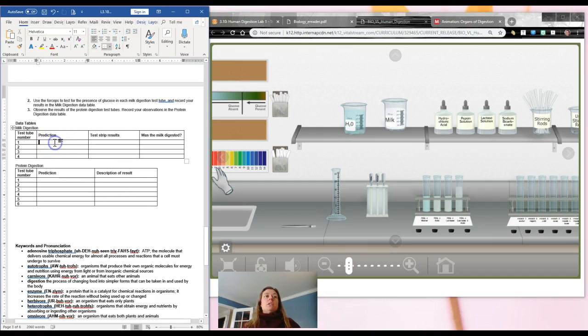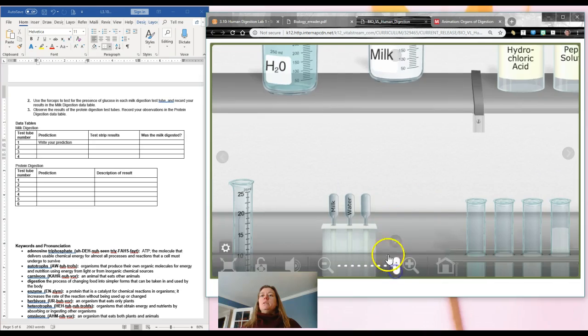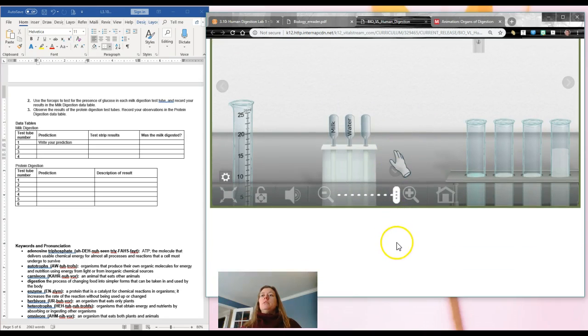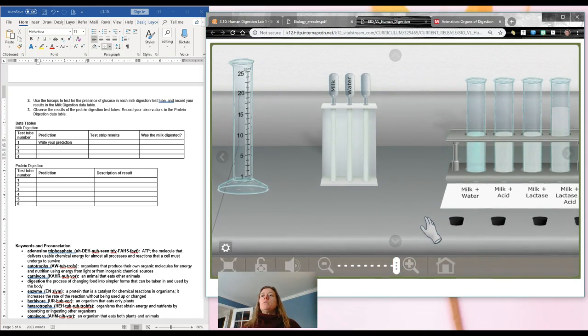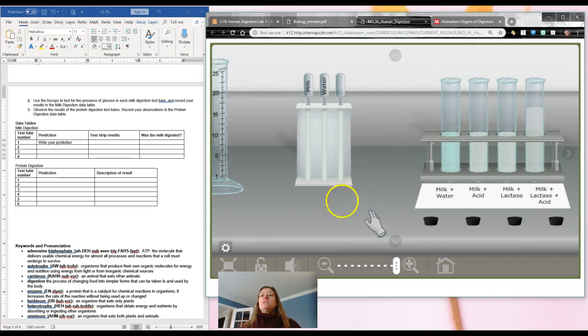So you need to write a prediction here. What do you think will happen? Okay, if you have milk and water. Let's zoom in here so we know what we're saying. So the first test tube is milk plus water. All right, so what do you think would happen? We're looking to see if there's any digestion happening. So write your prediction over here on the table if you think there's going to be any digestion.